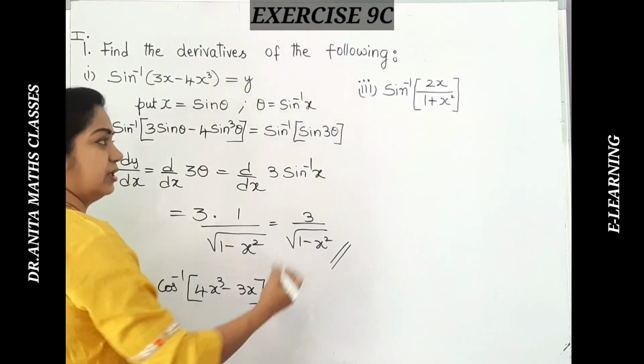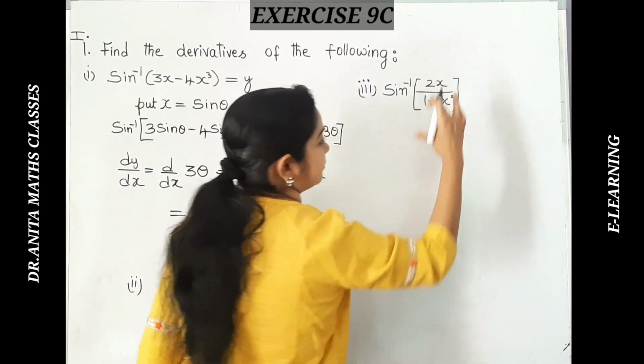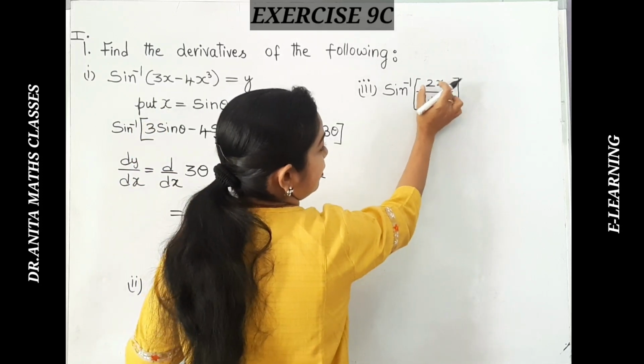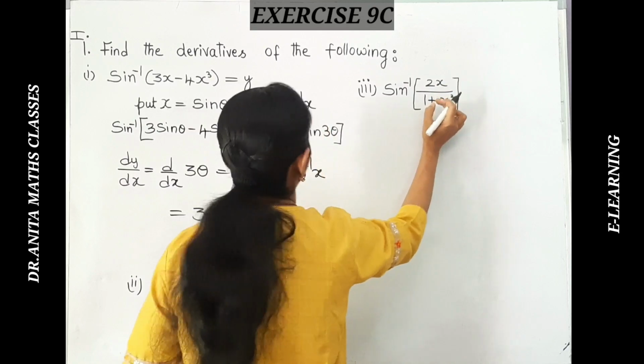Let us move on to the third problem here. Seeing this, we have to assume x. Here this is in the form of 2 tan theta by 1 plus tan square theta, so that becomes sin 2 theta, right?